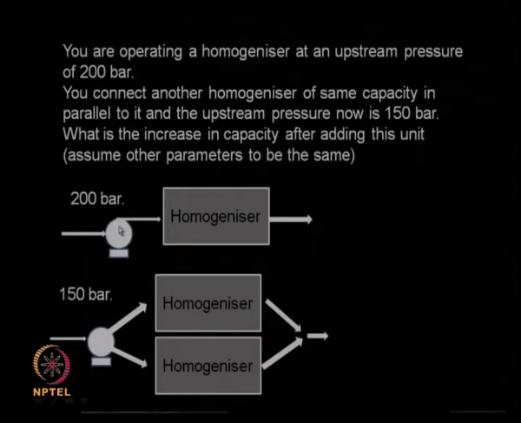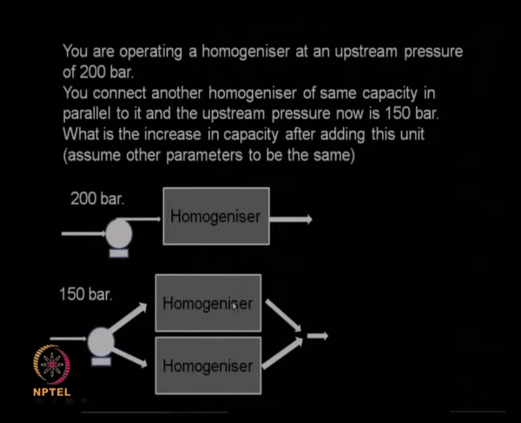We have not changed the pump, we have just added one homogenizer, and because of that the pressure has gone down. So capacity is going to increase, but it might not be double the capacity because the pressure has gone down, right. What is the most important thing? Capacity is directly proportional to pressure, correct. Here it is 200 bar, here it is 150 bar, but here you have two homogenizers of the same capacity. So what will be the increased capacity after I put in an extra homogenizer of the same type in parallel?